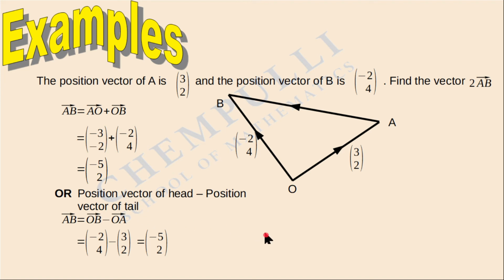Here we have to find 2 times vector AB. We know vector AB. What is vector AB? Vector AB is equal to (-5, 2). Then what is vector 2AB? We multiply with which number? 2. That is scalar multiplication. 2 times vector AB is equal to 2 times (-5, 2). Then 2 times negative 5 is negative 10, and 2 times 2 is 4. You will get the answer (-10, 4).